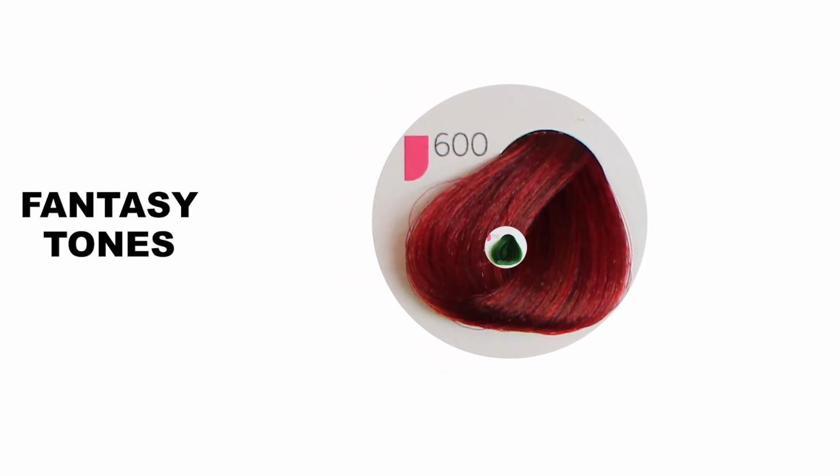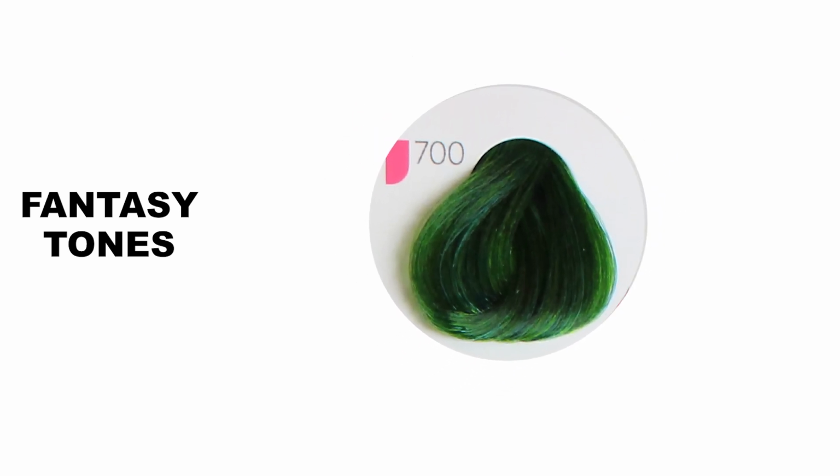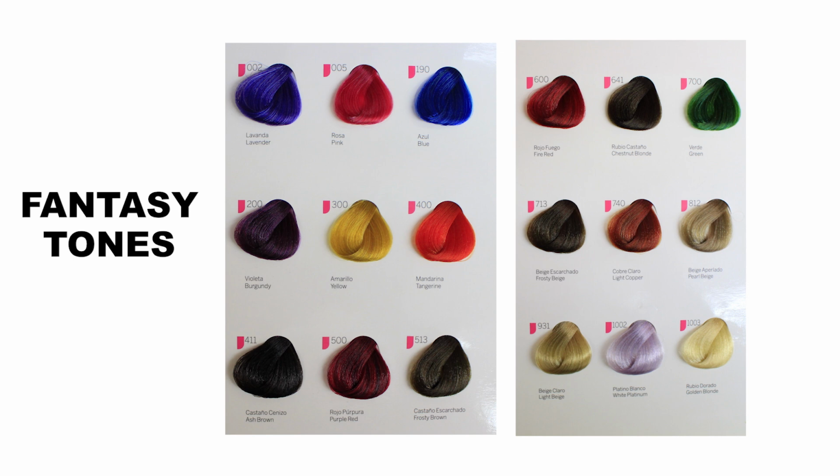So if you like these shades, don't hesitate to apply them. Remember that you can apply them directly on bleached hair if you want the tone to be more intense. If you want a pastel tone, you can dilute it with 10-volume cream developer, using a bit more to achieve the desired effect.